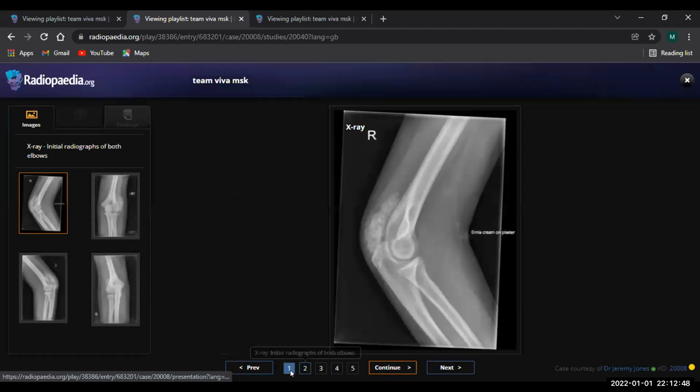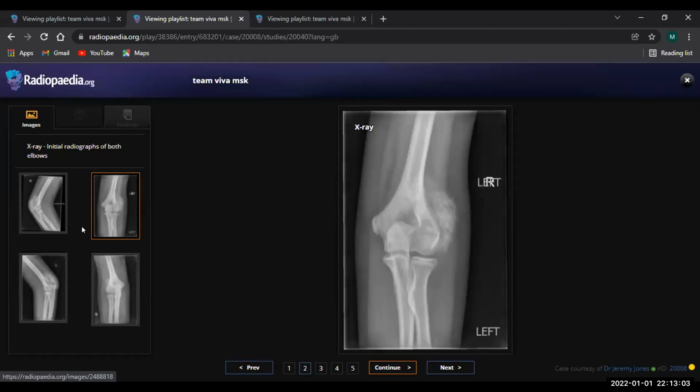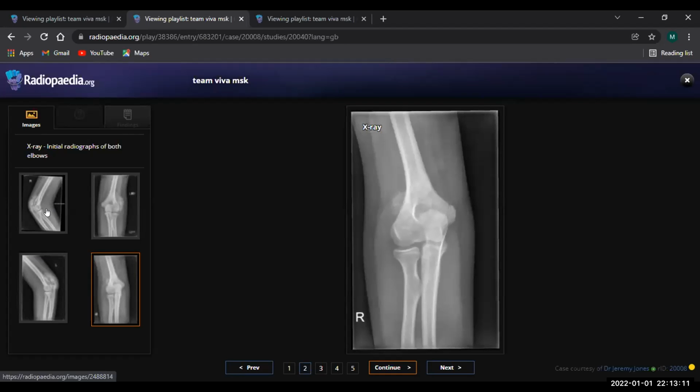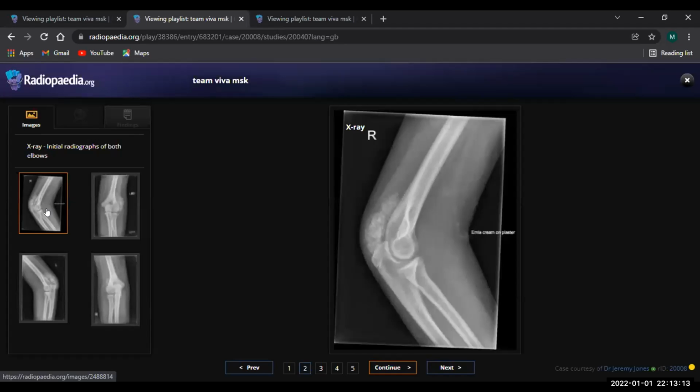Bilateral elbow pain and swelling. So this is a lateral elbow radiograph of the right elbow showing calcification, calcific shadowing in the posterior aspect of the elbow, posterior to the distal humerus. This is in the location of the olecranon bursa.